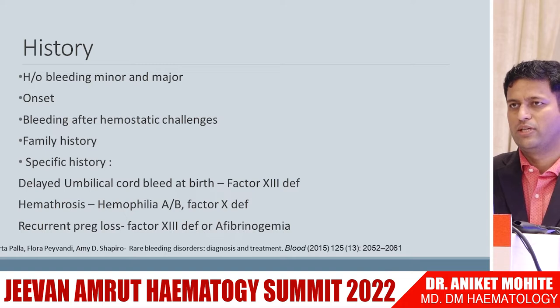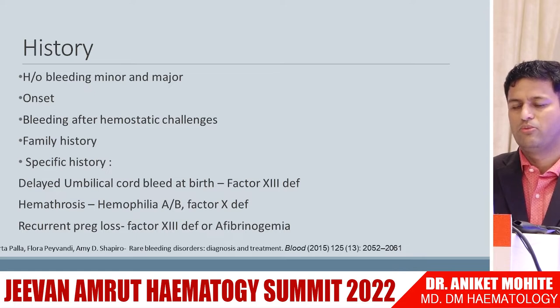So the onset, from where it started, whether it started in childhood, as with hemophilia, or whether it started in adulthood. That would be called acquired, where you can have acquired von Willebrand with myeloproliferative neoplasms, or you can have acquired hemophilias because of development of antibodies, like in lupus or because of malignancies.